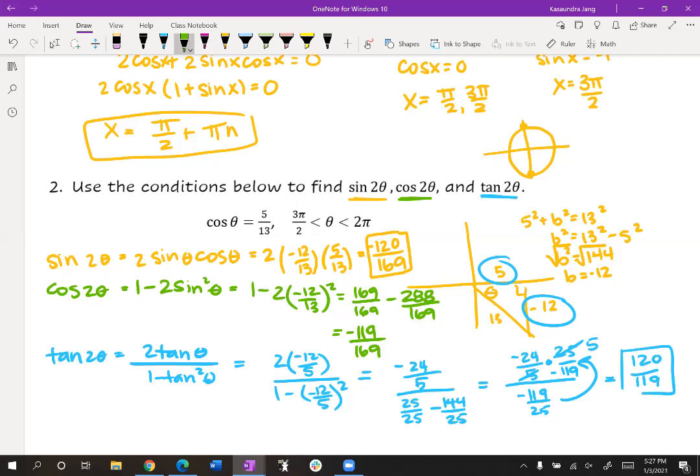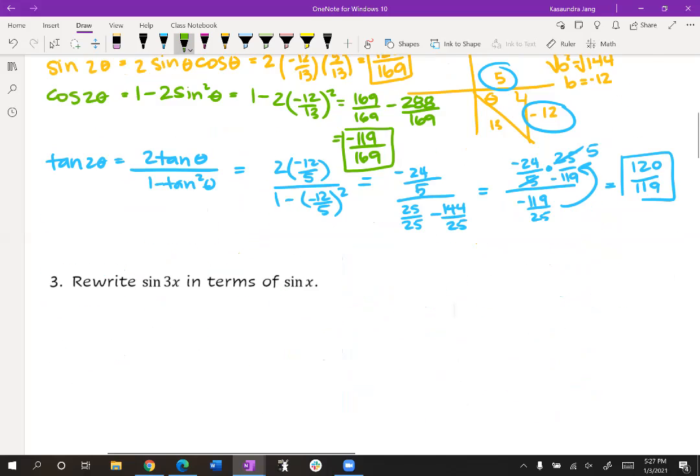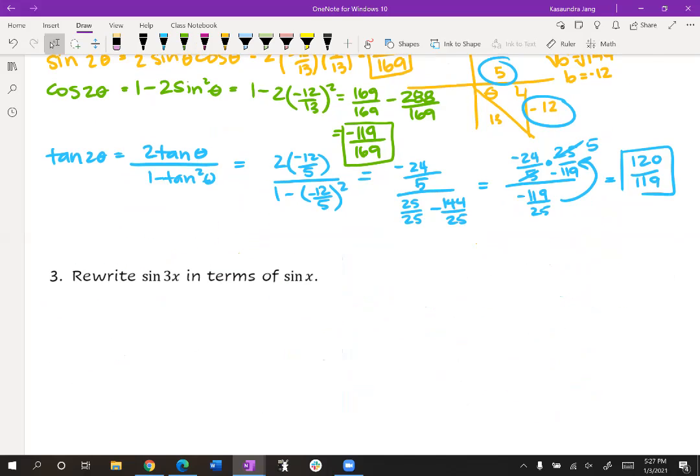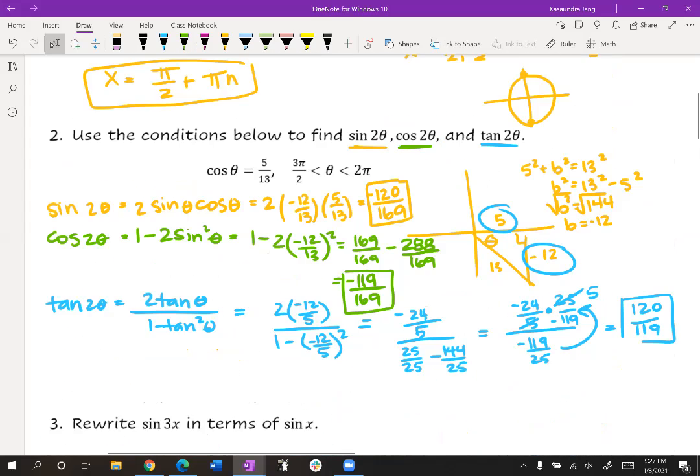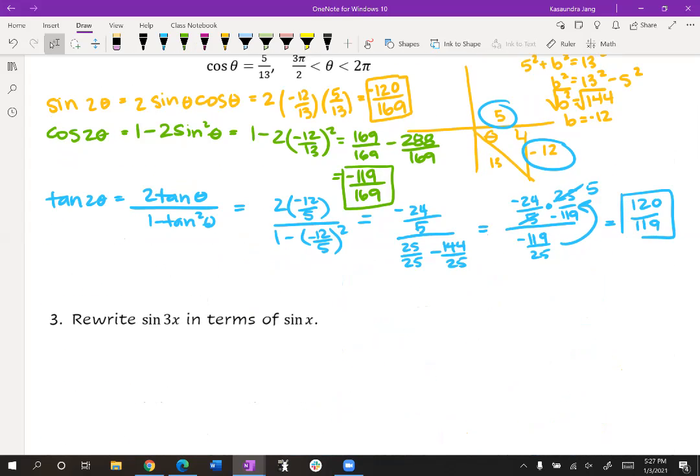Okay, so here's my sine, cosine, and tangent of 2 theta. All right, and then number 3 here, rewrite your sine of 3x in terms of sine x. So I think what I'm going to use, based off of these here, instead of sine of 3x, I'm going to break that up into a sine of 2x plus x, which is a 3x.